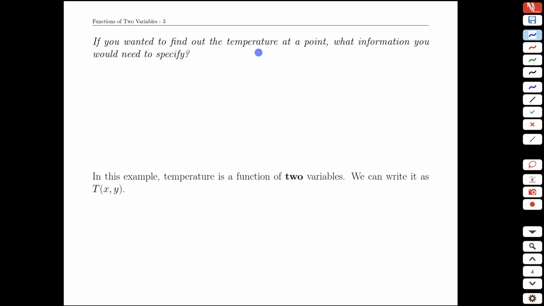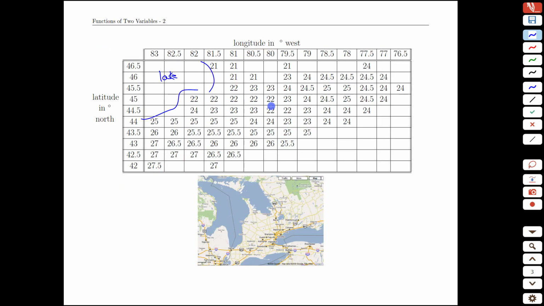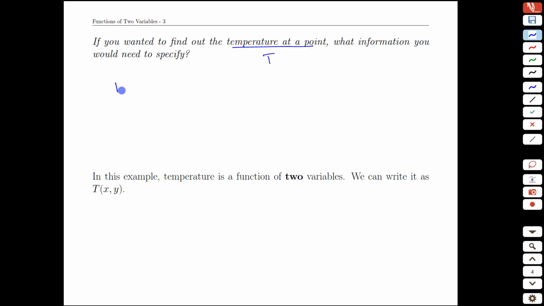Now, what is new about this kind of relationship is that if we wanted to find the temperature at a point, and that is something we might call T, what information do we need to specify? Well, if we take a look at the map here and say we want to specify the temperature here, we need to specify two inputs. We need to specify the latitude, and we also need to specify the longitude that matches that point. And so we have two inputs that we need to specify.